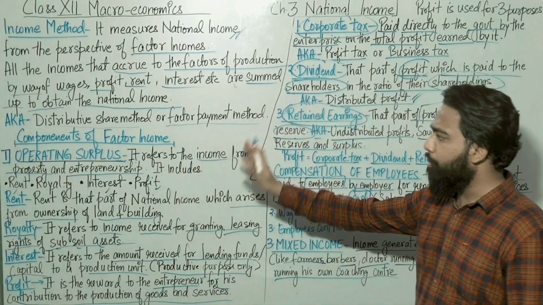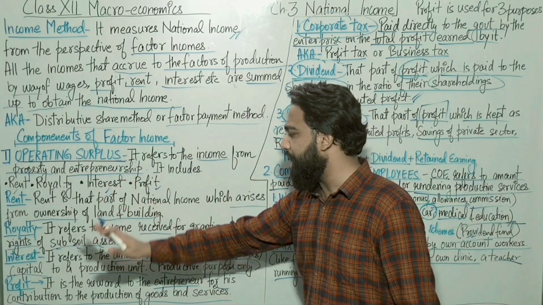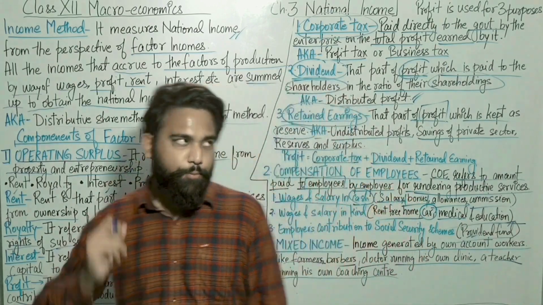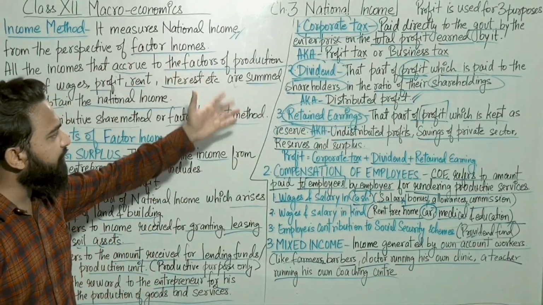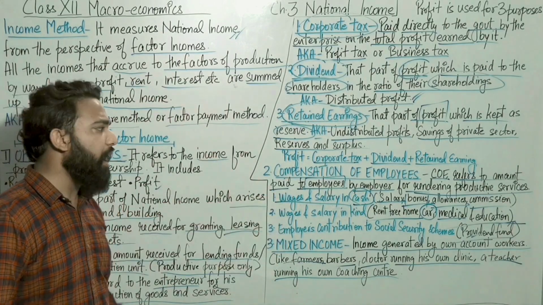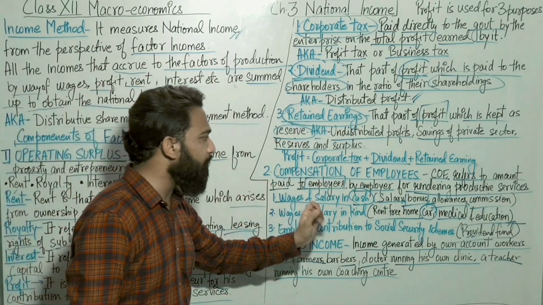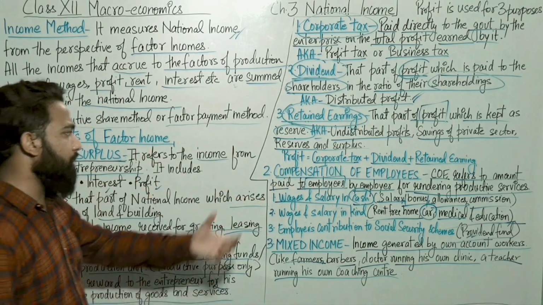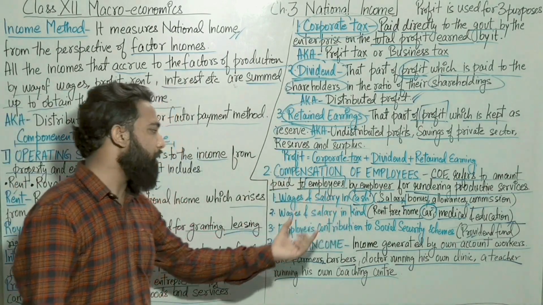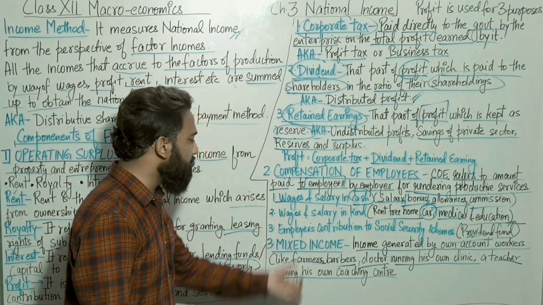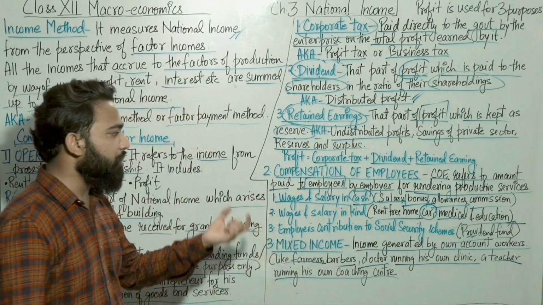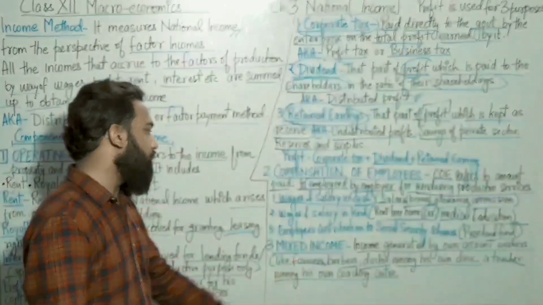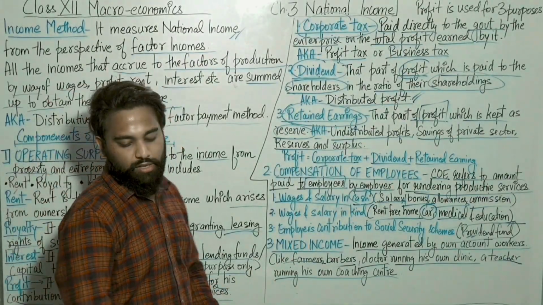Now, components of factor income, what are they? Operating surplus. Under operating surplus, there are rent, royalty, interest, and profit. And under profit, there are corporate tax, dividend, and retained earnings. Plus compensation of employees, which will be added to the operating surplus. The parts of compensation of employees are wages and salaries in kind, employers' contribution to social security schemes, and wages and salaries in cash. And the last one is mixed income.